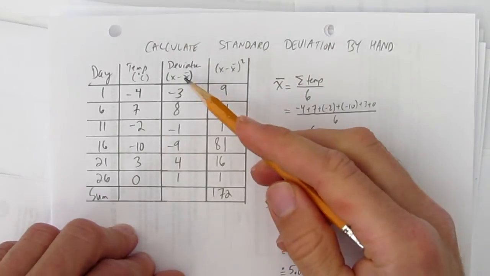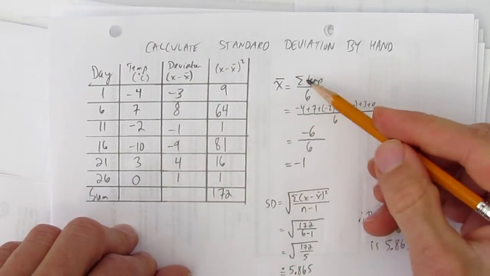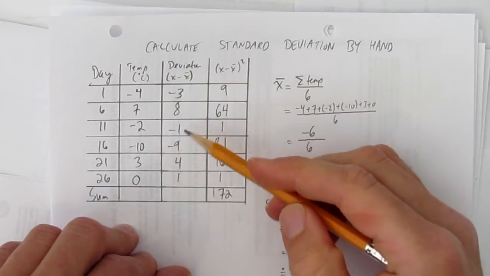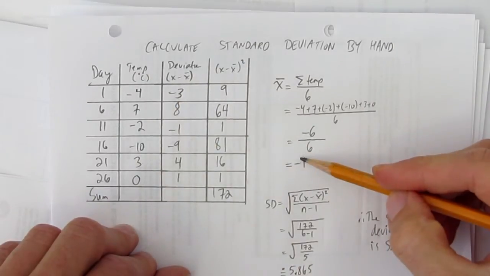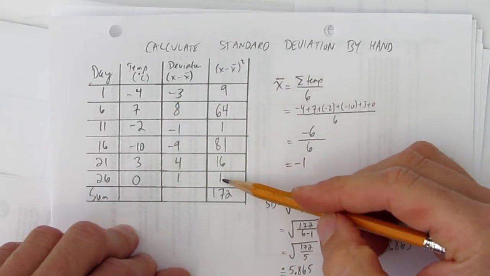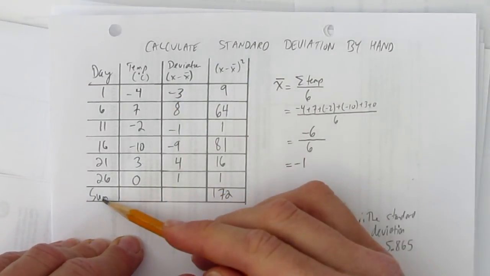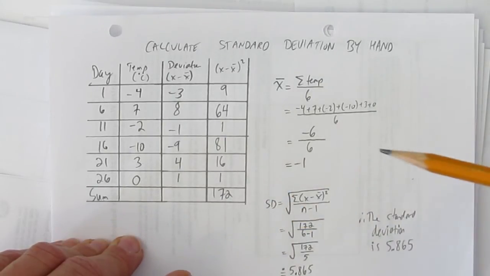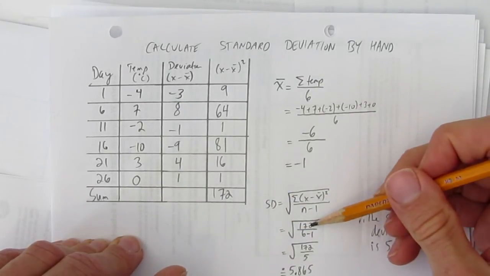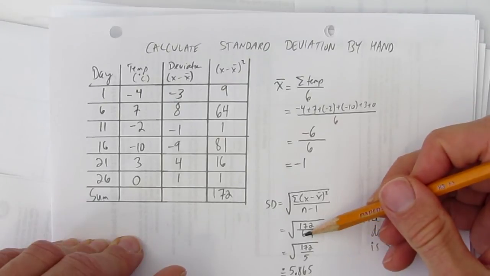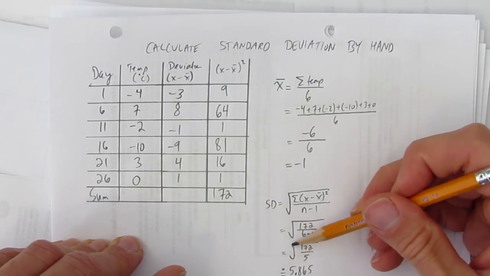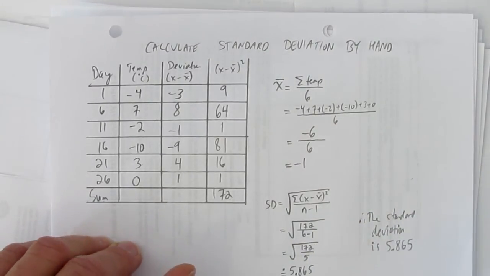With your data, find the deviations from the mean by first calculating the mean, and then finding the distance of each data from the mean. Square those deviations, add them all up, and make sure you label that you've done the sum. And then take the sum of those deviations, divide it by how many things there are minus 1, and take the square root of that. That gives you standard deviation.